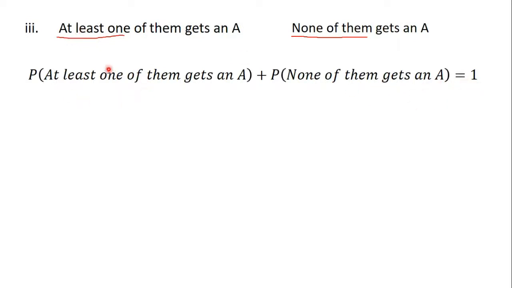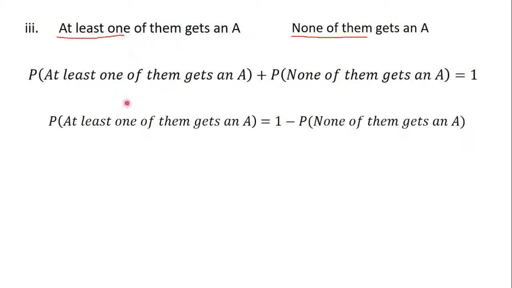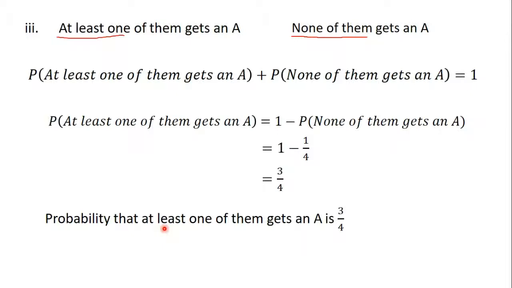We want to find the probability that at least one of them gets an A, so we are going to make that the subject. And this will give us the probability that at least one of them gets an A is equal to 1 minus the probability that none of them gets an A. We have found the probability that none of them gets an A. We got 1 divided by 4. So we can say that the probability that at least one of them gets an A is equal to 1 minus 1 divided by 4. And this is equal to 3 divided by 4. So the probability that at least one of them gets an A is 3 divided by 4.